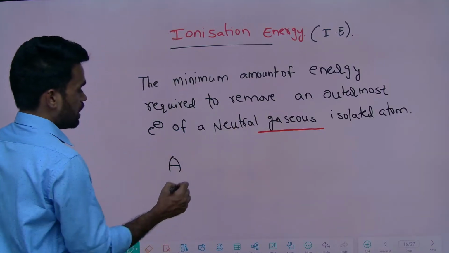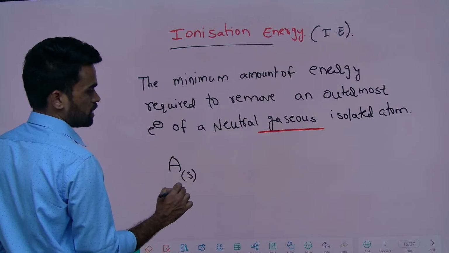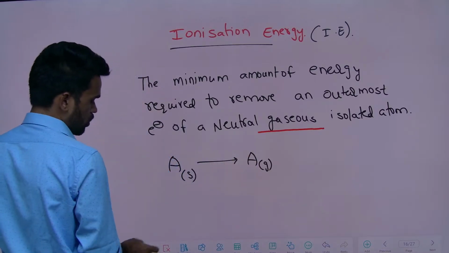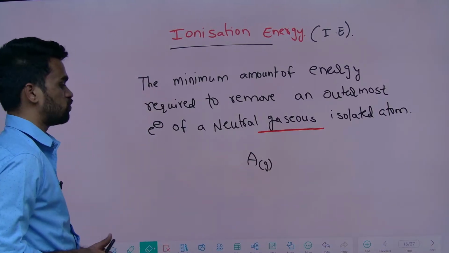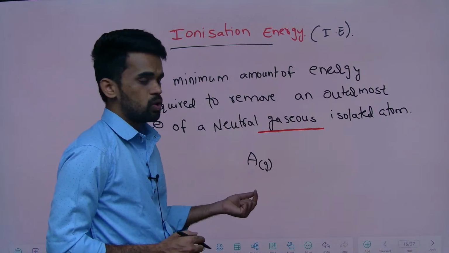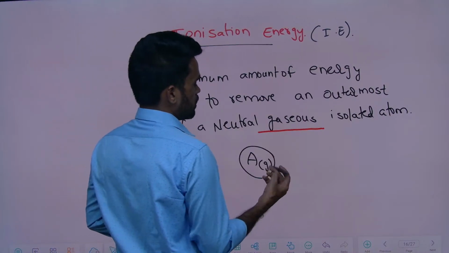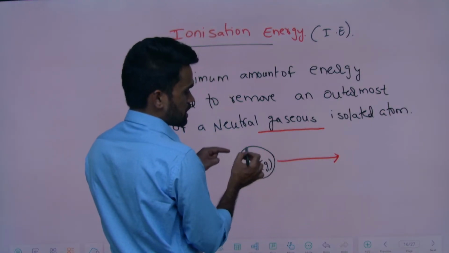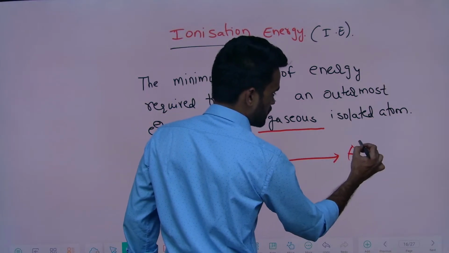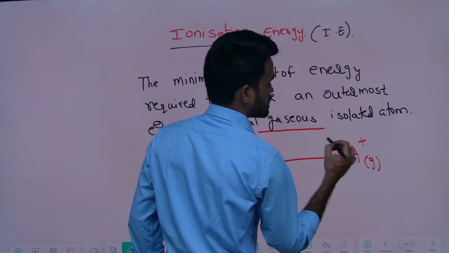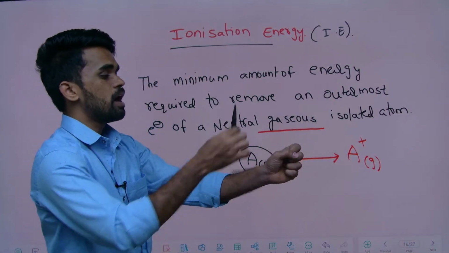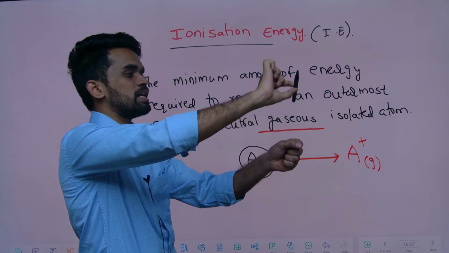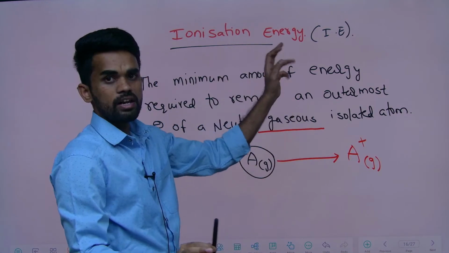Let us say A is in the solid form first. Now what do we need to do first? Convert that into the gaseous, isolated state. Now after converting it into its gaseous form, we have element A in the gaseous state. Now from here, how much energy is required to remove the valence electron of this atom? If I remove the valence electron of that atom, it becomes A plus. Let us say this is an atom having a valence electron like this. The amount of energy required to remove this valence electron is called ionization energy.